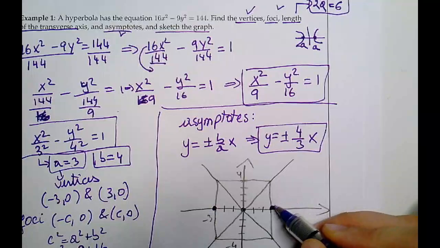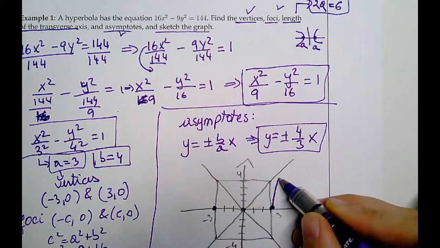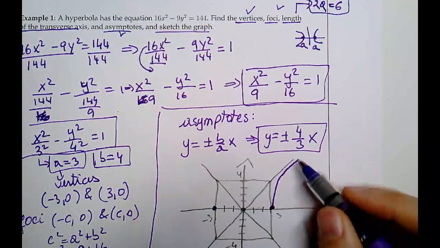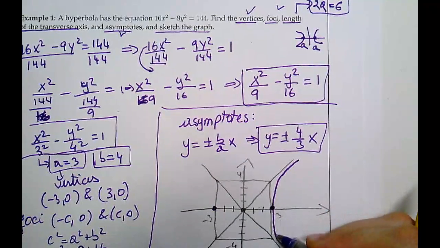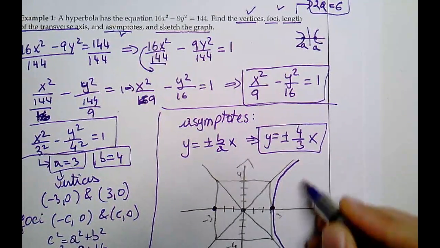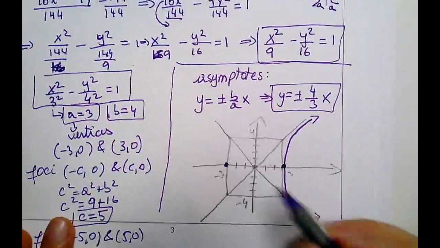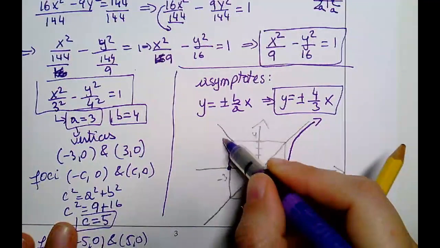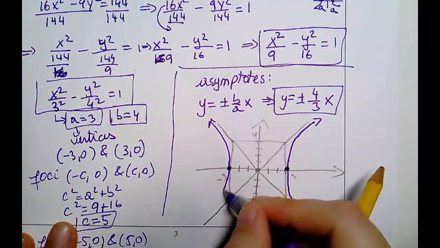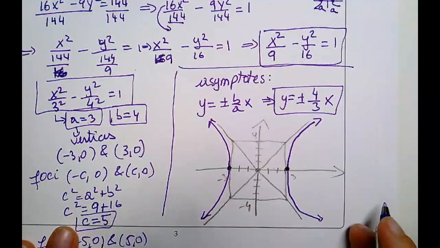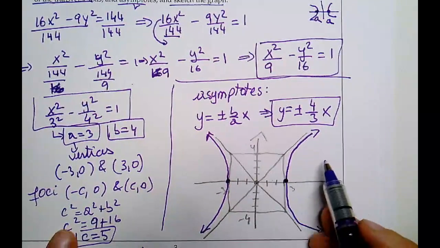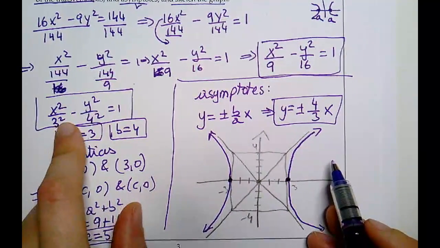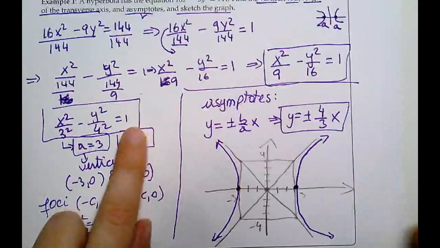So we're going to start at the vertex, and we're going to approach this asymptote. We're not going to touch it, but we're going to approach it. And like that. This is one branch, and then start at the vertex and draw the other branch. So this is the hyperbola x squared over 9 minus y squared over 16 equals 1.